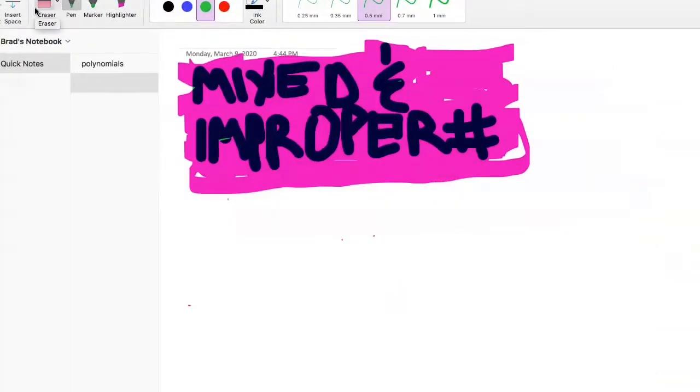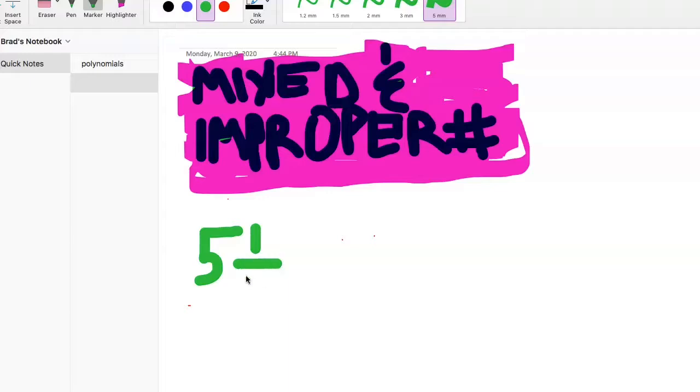All right, guys, let's look at some mixed and improper numbers. So these really are not too hard. Let's go ahead and use the green marker today. But like all of math, if you don't know what some of these basic rules are, then it can seem pretty hard. Okay, so let's do this one first.